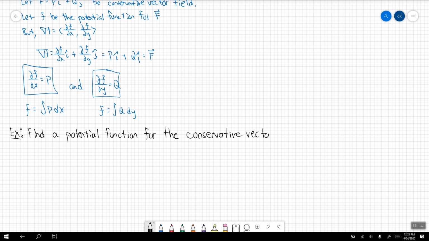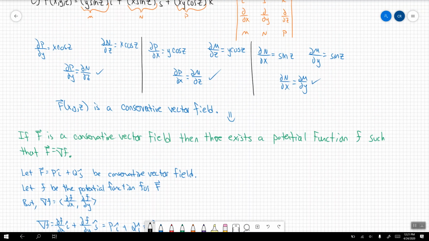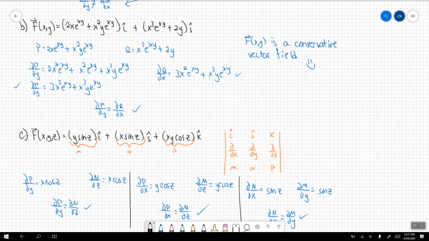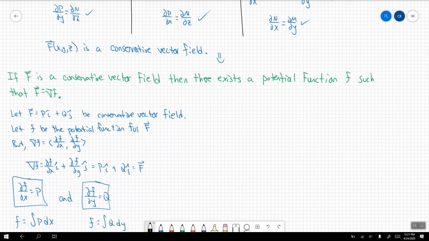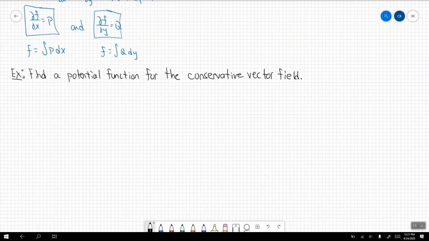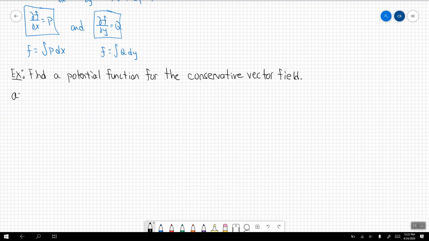So now that we have a method to check whether a vector field is conservative or not, that method was right up here. That's what we were doing up here. Now that we're given this conservative vector field, what we want to do is find a potential function for it.